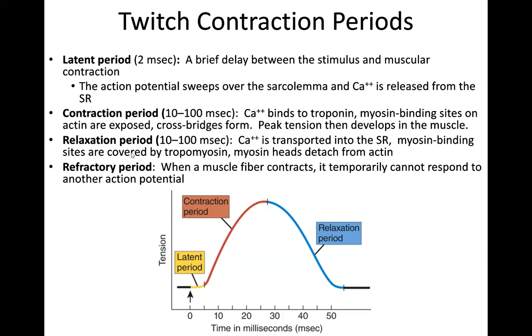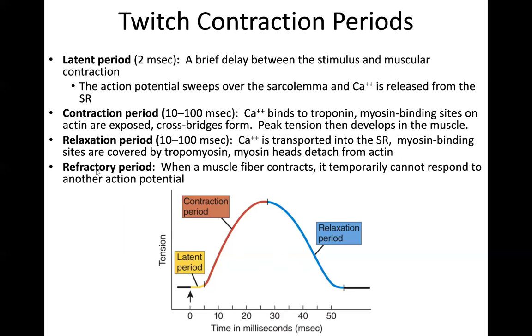And then we go through the contraction process where the myosin pulls on the thin filament and peak tension is developed. And relaxation occurs after that when we transport the calcium back into the SR, the myosin sites become covered by the tropomyosin, and the myosin heads can no longer attach to the actin.